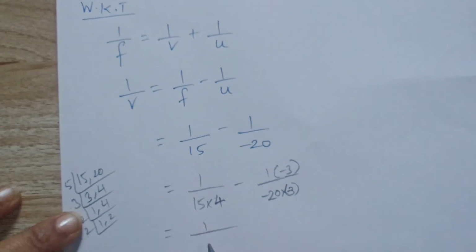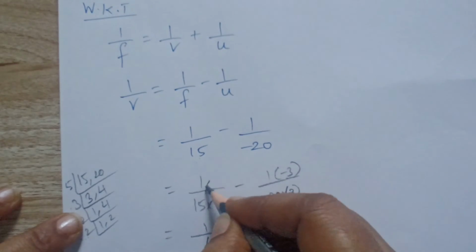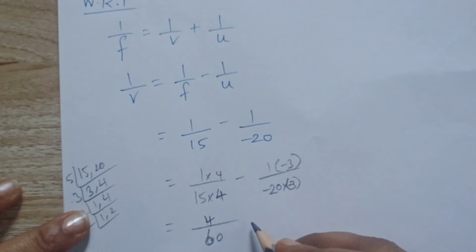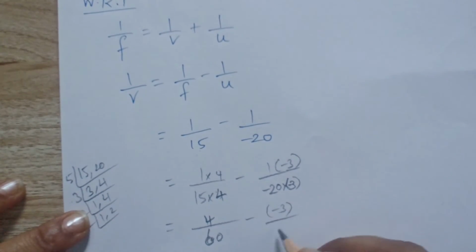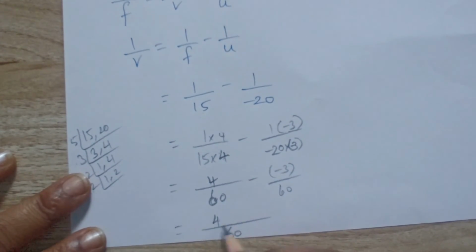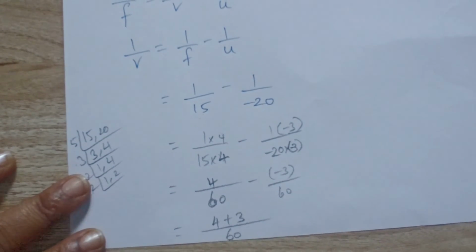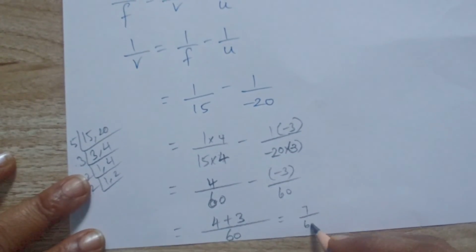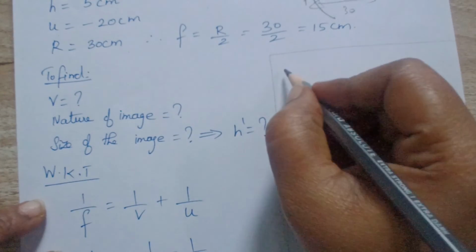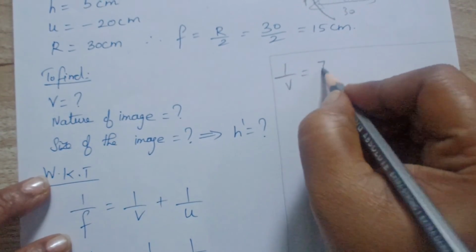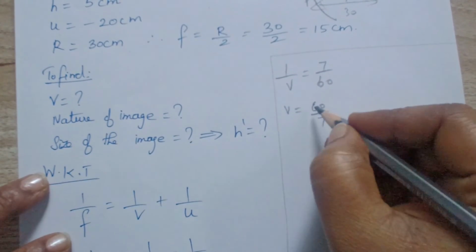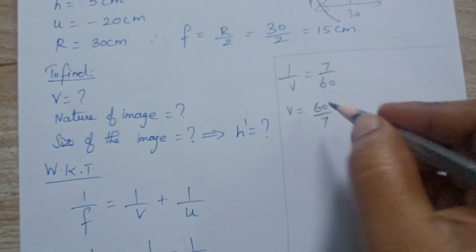Here, multiplying the denominator by 4 means the numerator also you have to multiply by 4. So 4 by 60 minus 3 by 60, the denominator became common, so 4 plus 3 equals 7 by 60. 1 by v equals 7 by 60, therefore v equals 60 by 7. So it is positive.